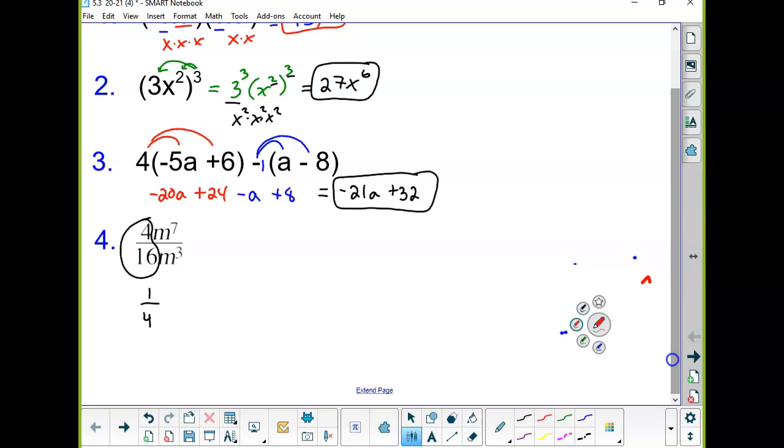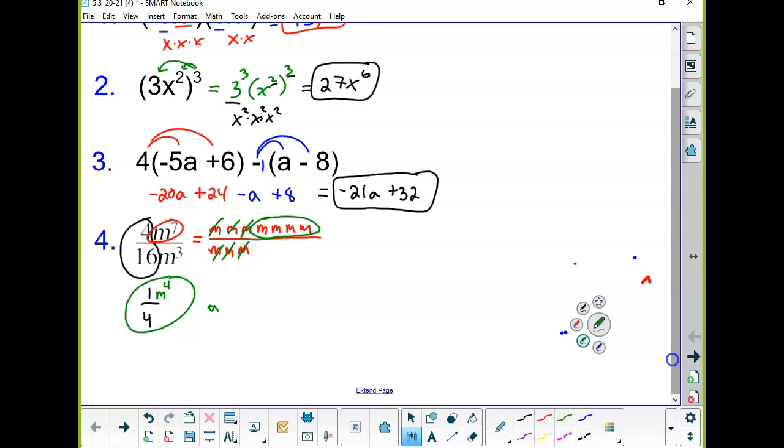Now, what about the m's? M to the 7th power is m times itself 7 times over m to the 3rd power. And then we have common factors, right? An m on top and an m on bottom. So they reduce out, and all that's left is the m's that are on top. Well, a faster way of doing that is to subtract these exponents. 7 minus 3 tells me that I have 4 m's left over, and they're in the numerator.